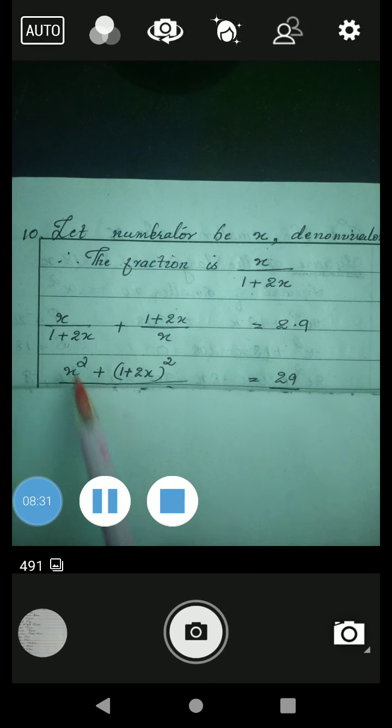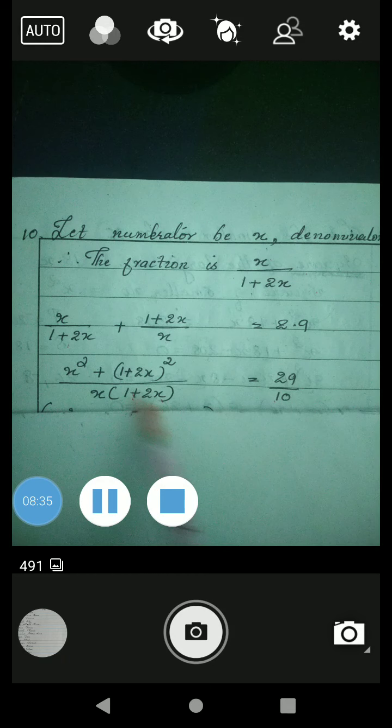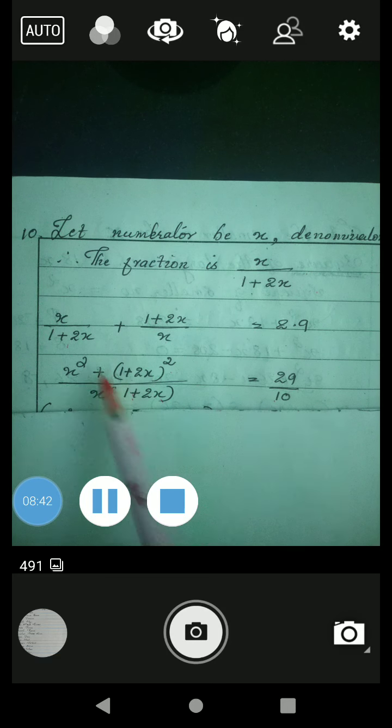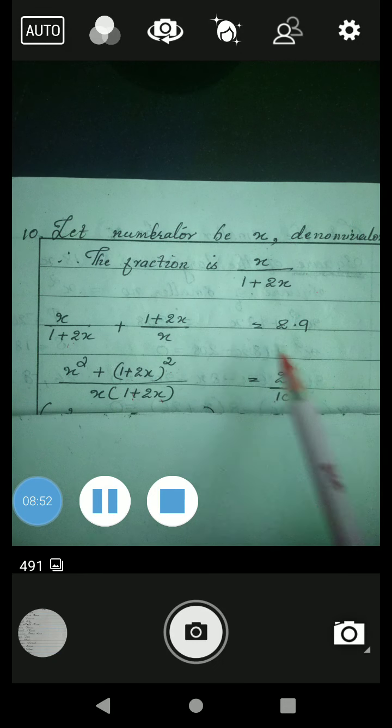Therefore, take LCM. LCM is x into 1 plus 2x. And here x square plus 1 plus 2x square. Sorry, 1 plus 2x the whole square, because here 1 plus 2x multiplied by 1 plus 2x. You will get 1 plus 2x the whole square. Now, remove decimal place from here. That is, multiply numerator and denominator by 10, you will get 29 by 10.